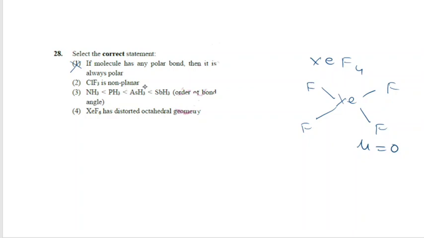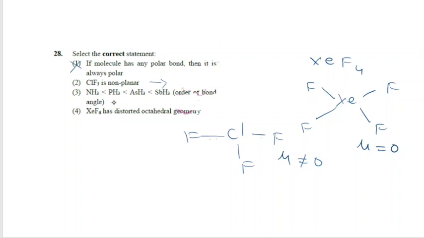And what about ClF3? ClF3 is planar? No, ClF3, if we consider, has a T shape. Two vectors cancel out, but definitely this vector quantity of dipole moment will not cancel out, so mu is not equal to 0, which is a polar molecule.